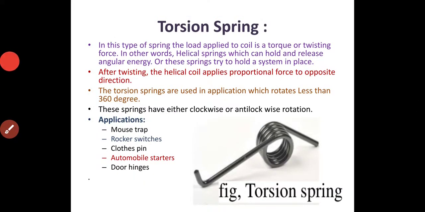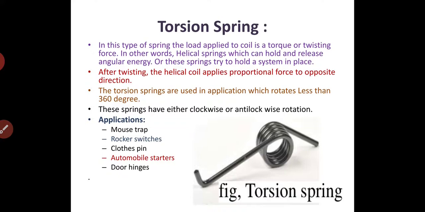This is the torsion spring. In this type of spring, the load applied to the coil is a torque or twisting force. In other words, these are helical springs which can hold and release energy regularly, or try to hold a system in place. After twisting, the helical coil applies a proportional force to oppose the direction. Torsion springs are used in applications where rotation is always less than 360 degrees. These springs have either clockwise or anti-clockwise rotation.